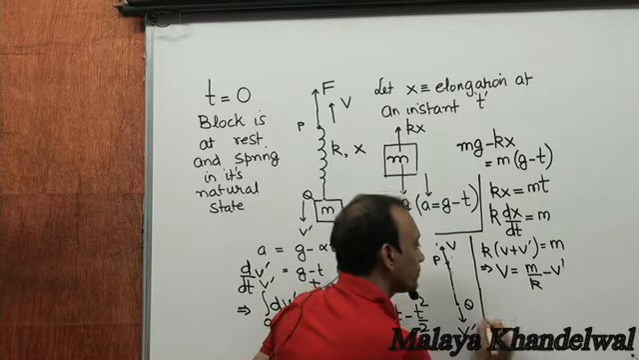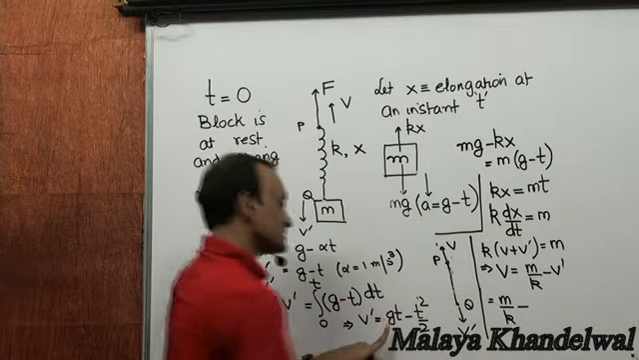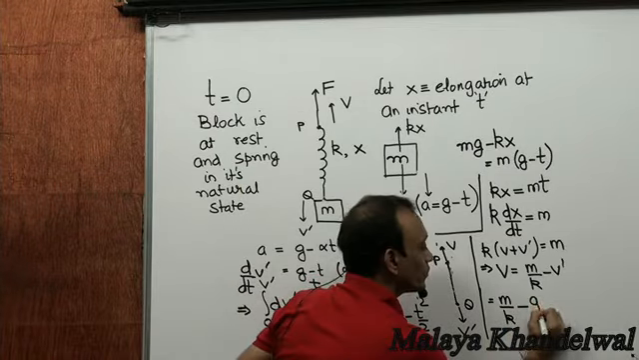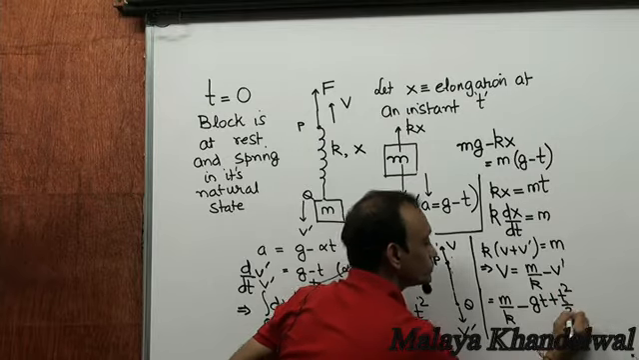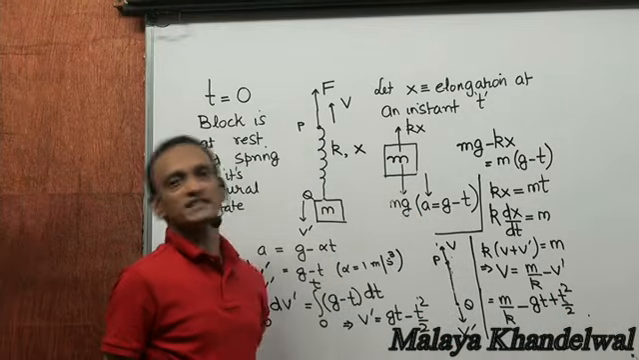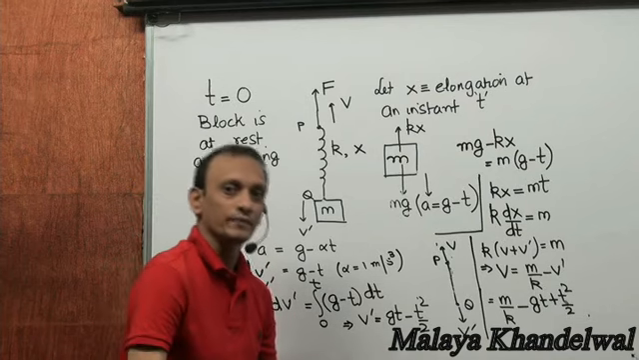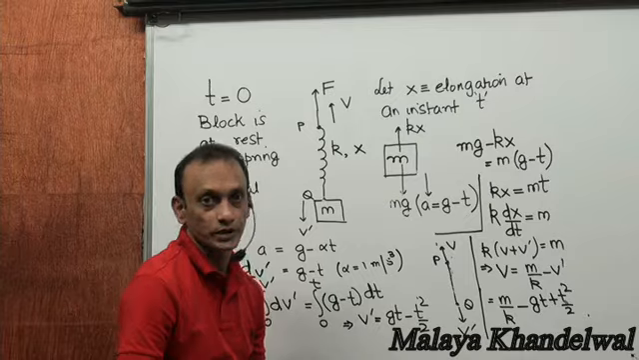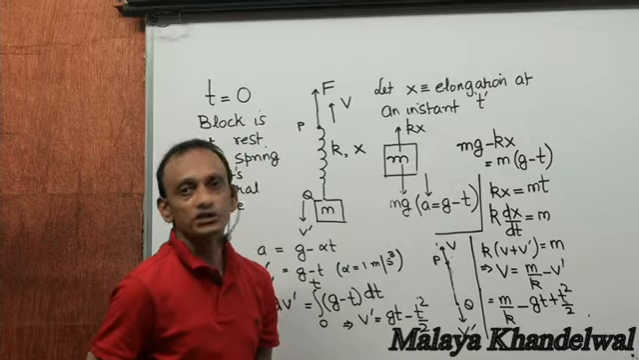So this then is m by k minus gt plus t squared by 2. That's the answer. So you would see that option A for this problem stands good. Alpha is given to be 1 and option A stands in good faith.